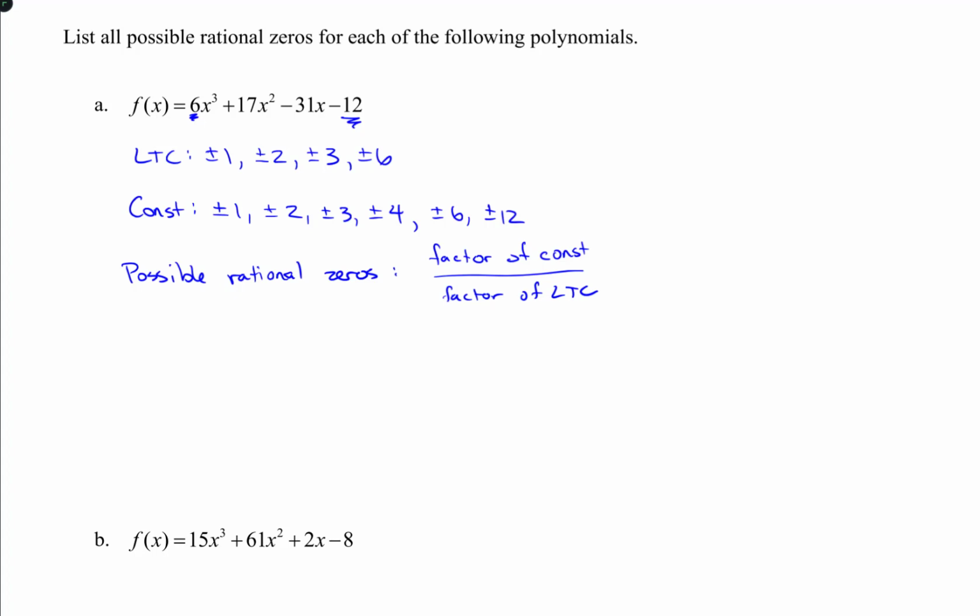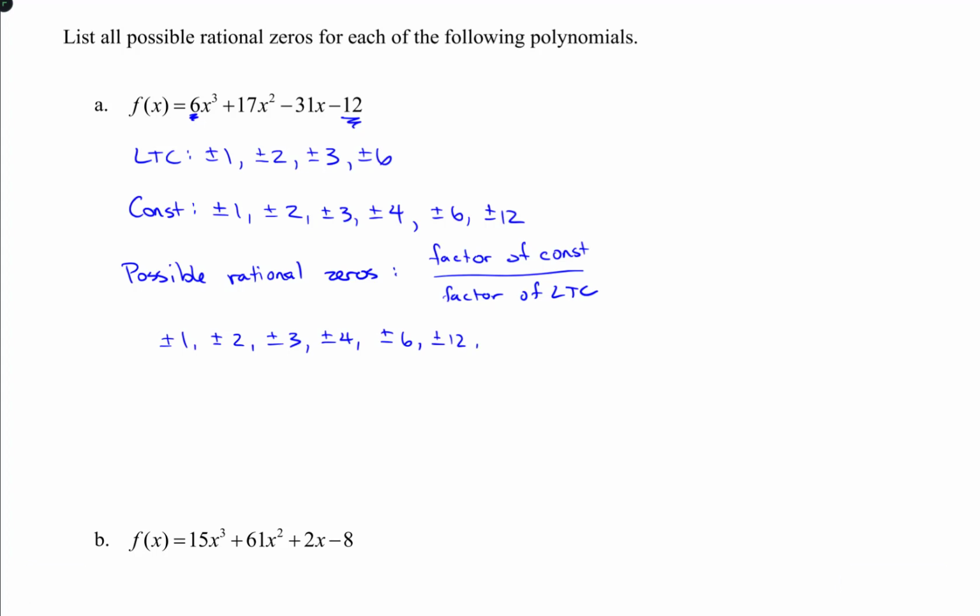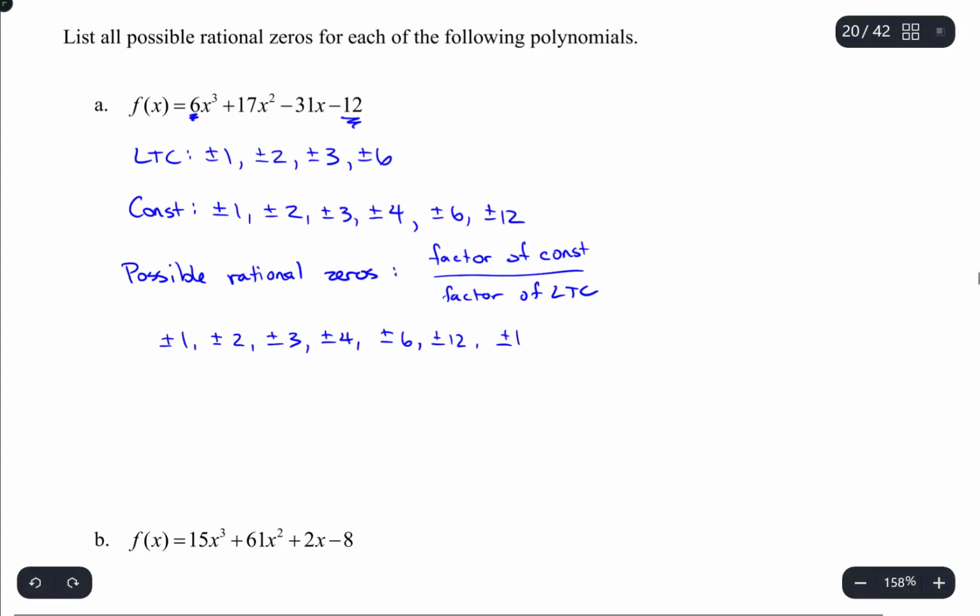So first off, all these values divided by 1, so just themselves. So plus or minus 1, plus or minus 2, 3, 4, 6, and 12. Now I take 1 over 2, so that would be plus or minus a half. And then 1 over 3 is plus or minus a third. And 1 over 6, so plus or minus 1/6.